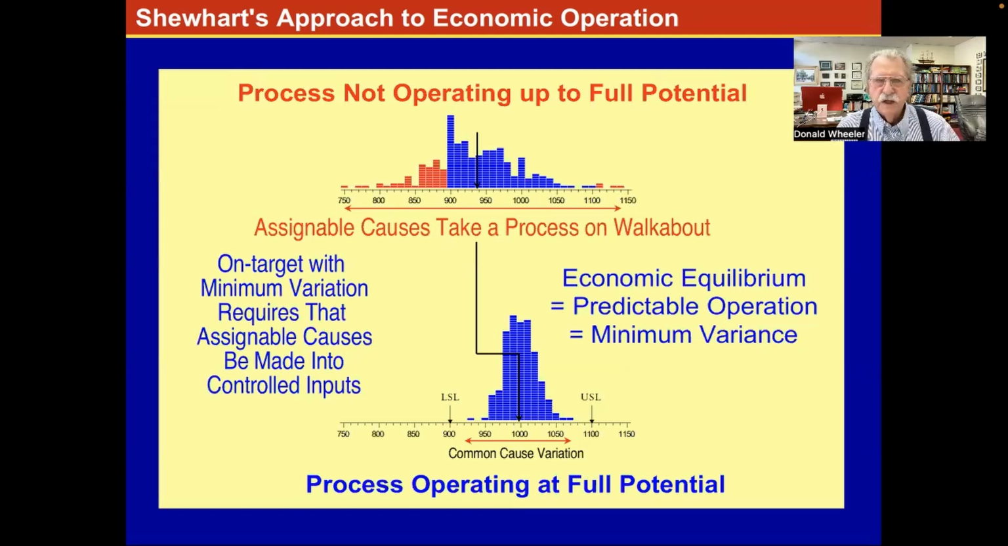When the process is not operating up to its full potential, the assignable causes are taking it on walkabout. But on target with minimum variation requires that assignable causes be made into controlled inputs. And as we find the assignable causes and make them part of the set of control factors, we reach an economic equilibrium, which means predictable operation, which means minimum variance.